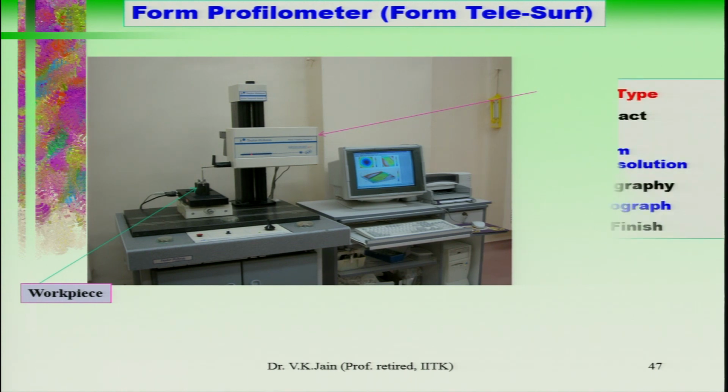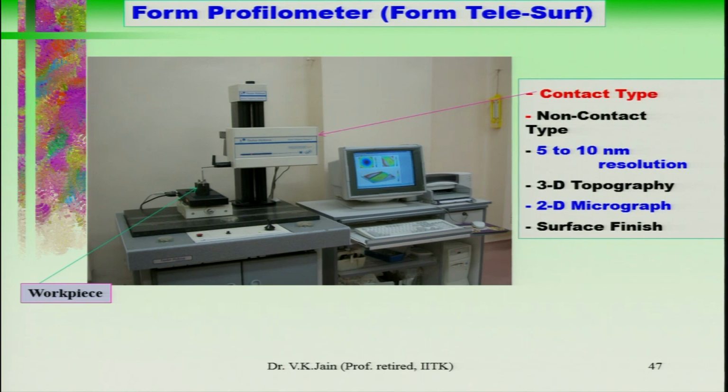So, you can see there are two types of these devices, contact type and non-contact type. This is the contact type device. You can also have a non-contact type device, just like a microscope, with 5 to 10 nanometer resolution. 3D topography can be obtained, 2D micrographs can be obtained, and you can measure the surface finish also with the help of this Talysurf device.